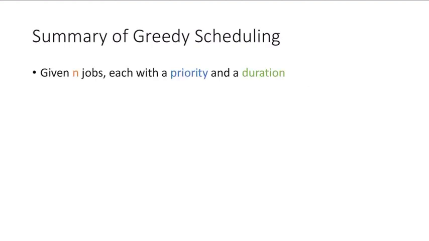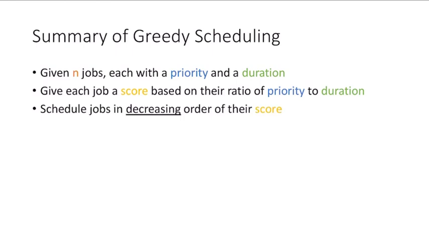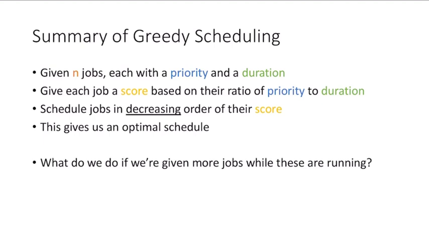All right, so our summary of this greedy scheduling algorithm is that if you're given n jobs with a priority and duration, and each job has a score based on the ratio, then if we schedule jobs in decreasing order of their score, we will have an optimal schedule. One interesting question you should think about, and feel free to discuss on Slack or ask me questions during office hours, is what should we do if we're given more jobs while these are running? So we have N jobs. Let's say we run 20 of those N jobs, and then we get another M jobs. What should we do under those circumstances?